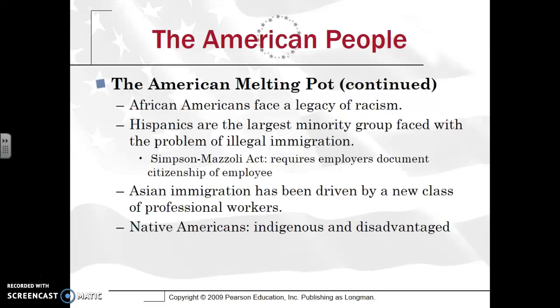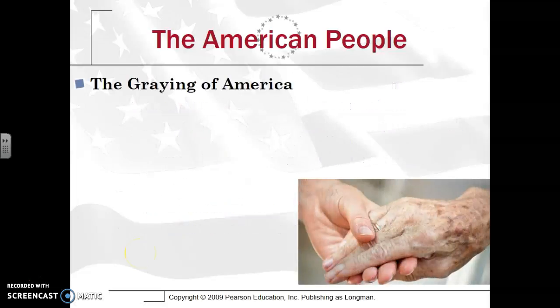When we look at other minorities within the United States, Asian immigration has been driven by a new class of professional workers. You see this in California. With African Americans, certainly a legacy of racism, and certainly in the past 2 or 3 years the Black Lives Matter movement has come up as a major political issue for politicians. And then with Native Americans, certainly being disadvantaged on reservations. So you have within the United States, aside from the white majority that still exists, within the minority community, certainly pockets of problems that politicians are probably going to pay larger attention to.